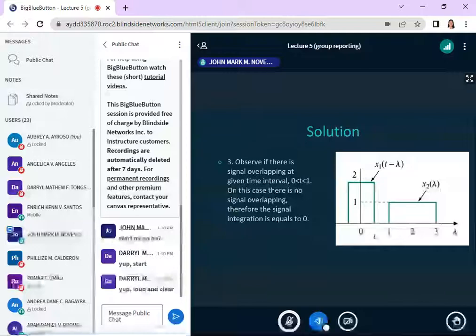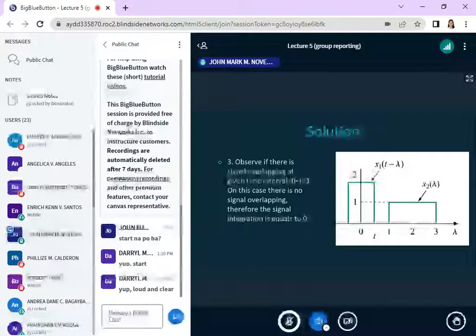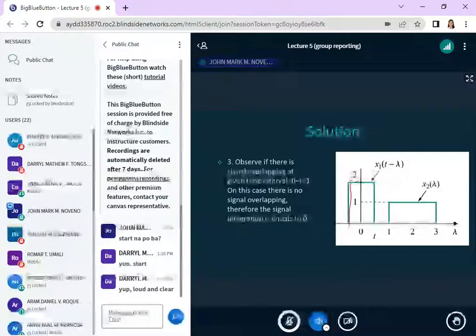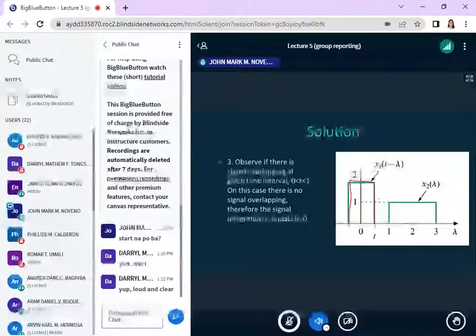So, step 3, observe if there is a signal overlapping at given time interval at t is greater than 0 but less than 1. On this case, there is no signal overlapping. Therefore, the signal integration is equal to 0. So, titingnan lang natin. Andito yung x sub 1 na time shift natin. Tapos, ito yung x sub 2 na hindi natin ginalaw. So, sa time t na greater than 0 but less than 1, wala naman tayong nag-overlap sa signal natin.